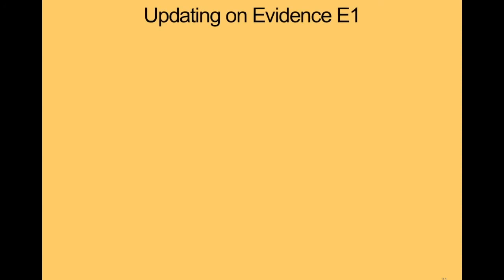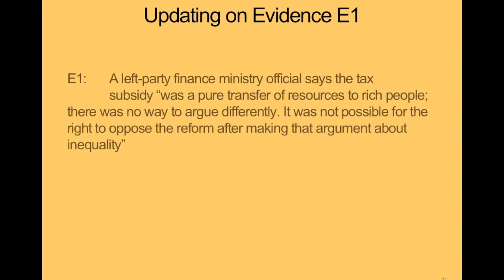Now we'll look to evidence, and I'm just going to use two pieces of evidence for this example. So evidence one is, in her interviews, Tasha talked to a finance ministry official from the left-wing party, the ruling party, who says the tax subsidy was a pure transfer of resources to rich people. There was no way to argue differently. It was not possible for the right to oppose the reform after making that argument about inequality.